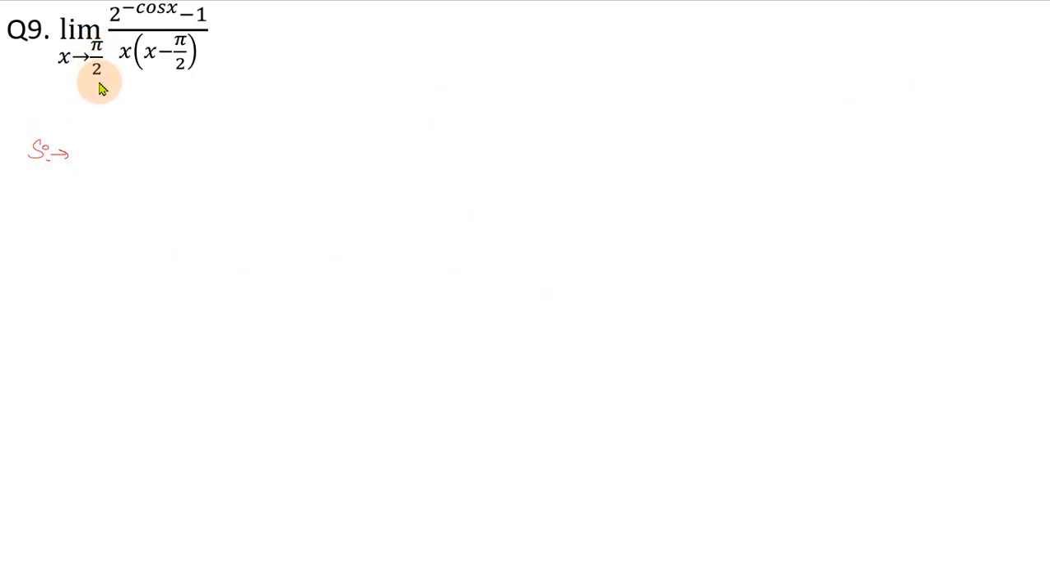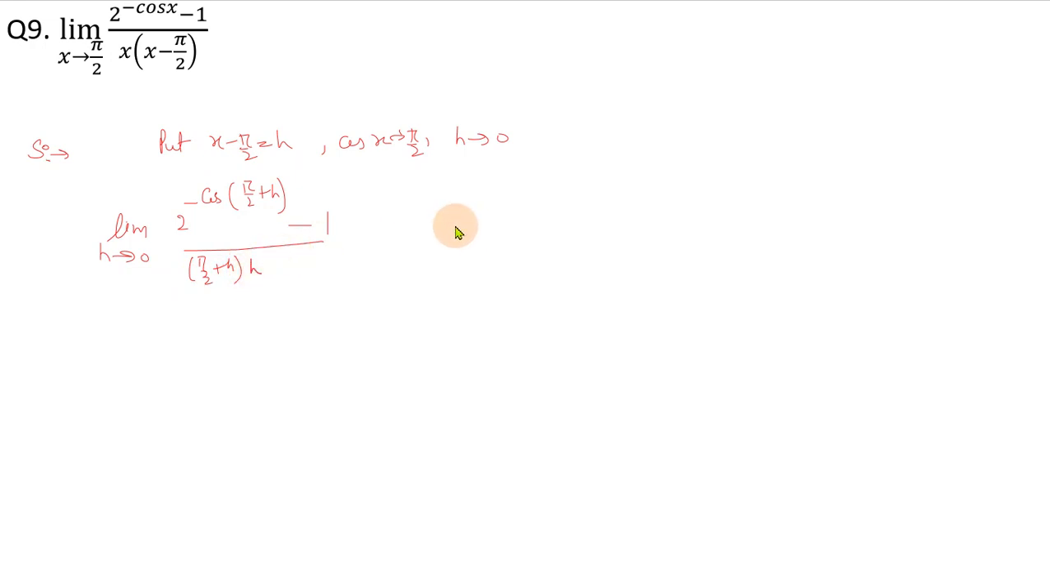limit x approaches to pi by 2, 2 power minus cos x minus 1. In the denominator we have the factor x minus pi by 2, so here I am going to put x minus pi by 2 as h. So as x approaches pi by 2, h approaches 0, so this term becomes limit h approaches 0, 2 raised to the power minus cos, and in place of x we have pi by 2 plus h, whole minus 1 over, what is x from here? Pi by 2 plus h, into h.